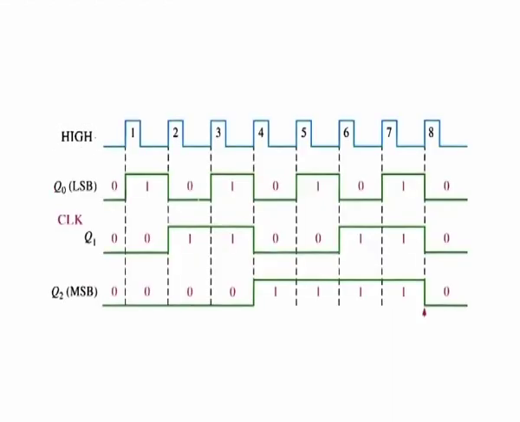A timing diagram is also shown in the figure for 8 clock pulses. Notice that the counter progresses through a binary count of 0 through 7 and then recycles to the 0 state. This counter can be easily extended for higher counts by connecting additional toggle flip-flops.